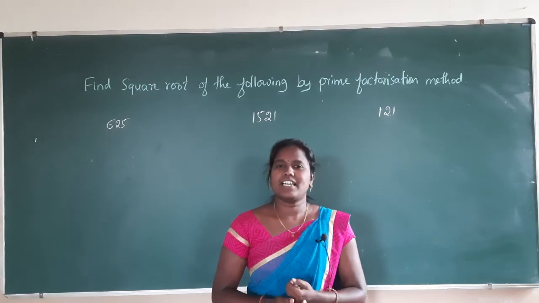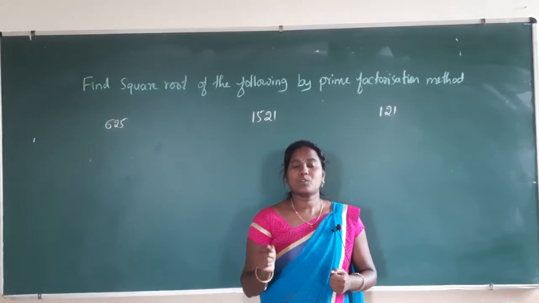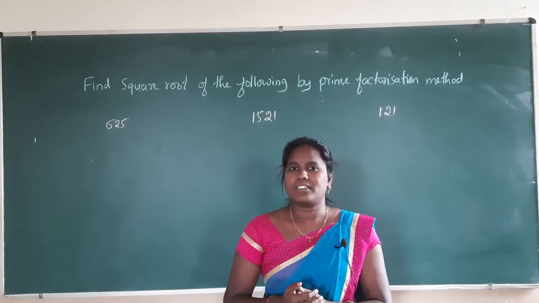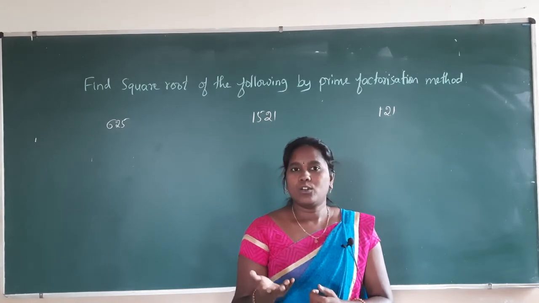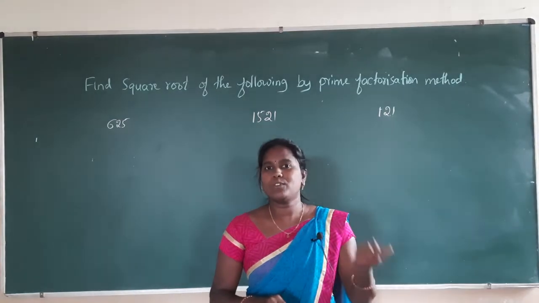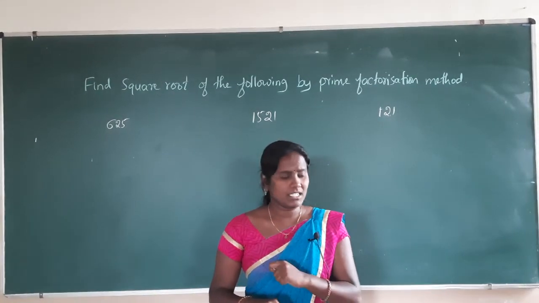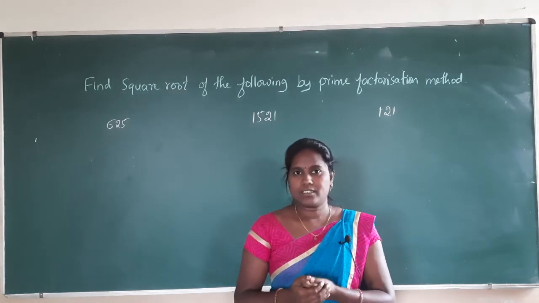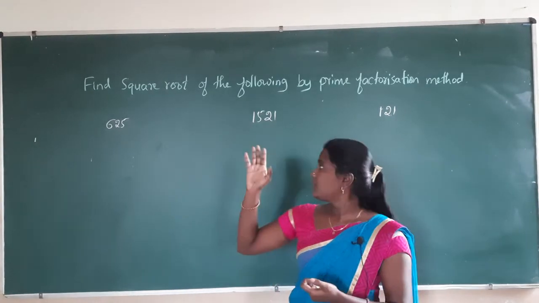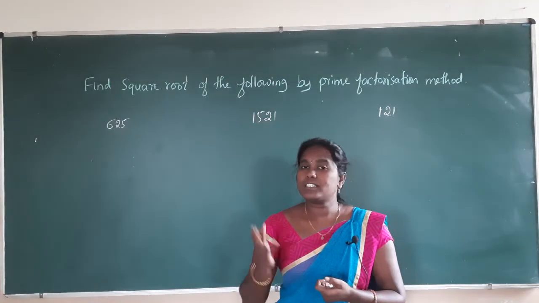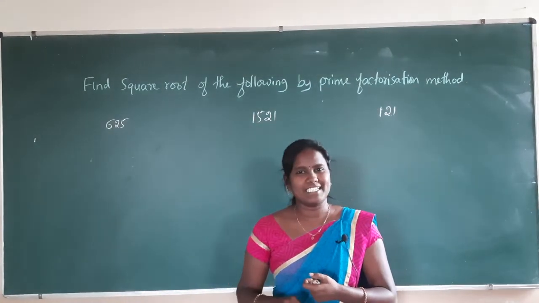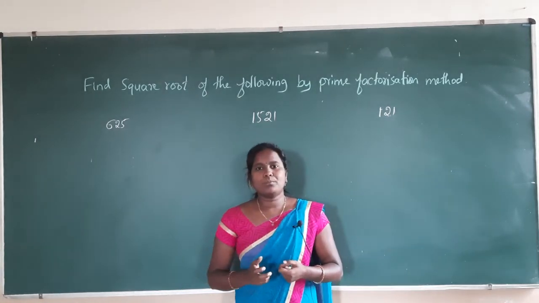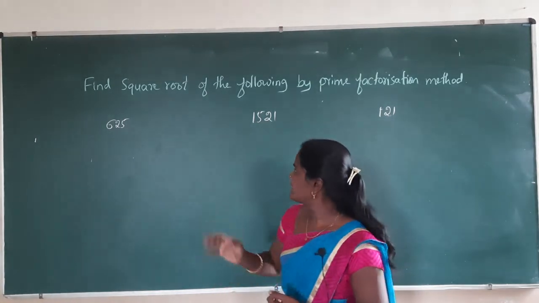In the last class I taught you how to find the square root of a perfect square using the prime factorization method. I also taught you how to find the square root of any number by using repeated subtraction, isn't it? That repeated subtraction was a little bit long process. To avoid that long process, we went for finding the square root by the prime factorization method. Then I solved 3 or 4 problems in that class. Now we will take some other problems.